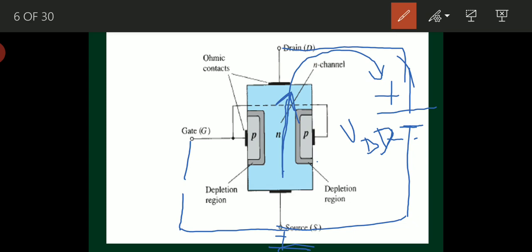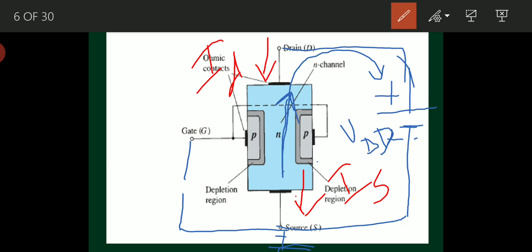So what will be the direction of current? If electrons move from source to drain, what would be the current direction? Drain to source. So at the source terminal, this is the direction of current, and at the drain terminal, this is the direction of current. The current at the source, I call it IS, source current. The current at the drain, I call it drain current, ID.